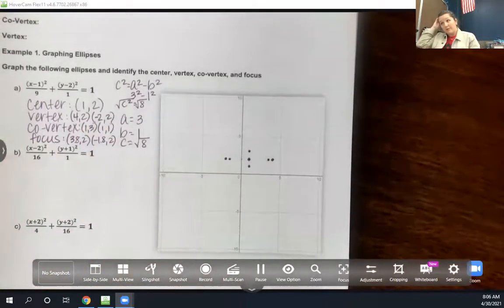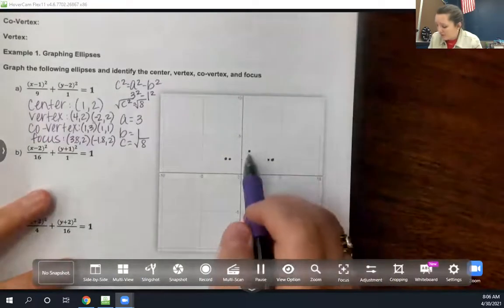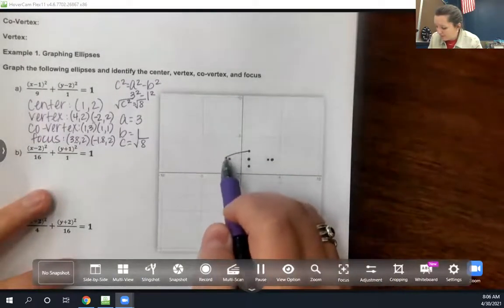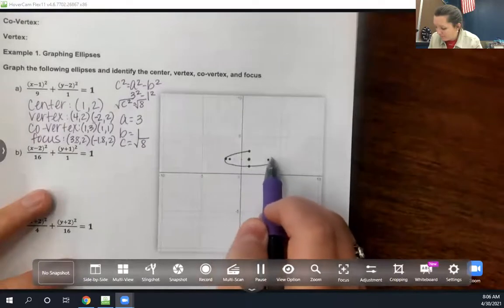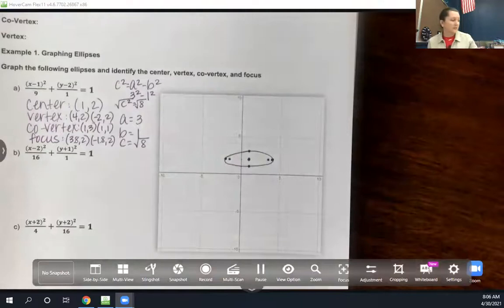So know that for your center, you'll have 1 point. For your vertex, co-vertex, and focus, you'll have 2 points each. All right, now we can go ahead and draw our ellipse. Ta-da.